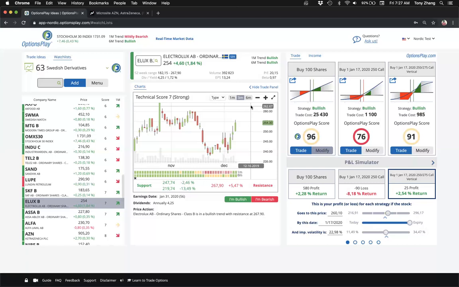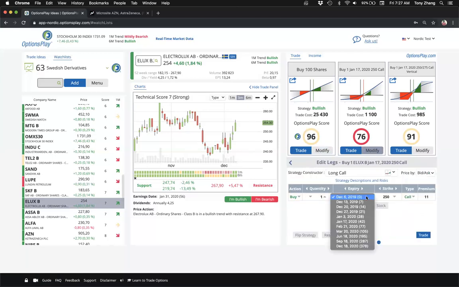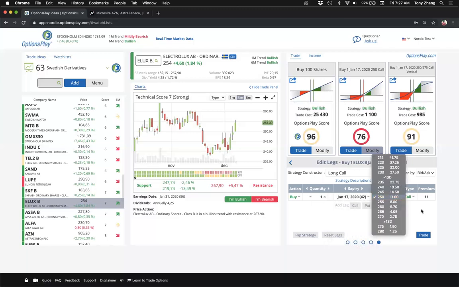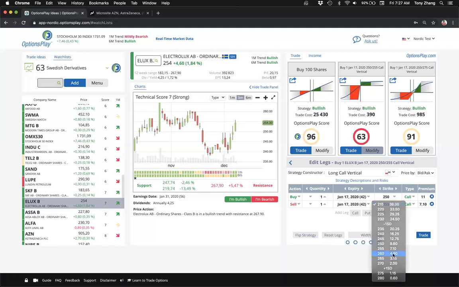Now, you're not limited to just these 3 strategies. Many times, for those of you that are a bit more advanced, you might want to trade other strategies. You can always modify them, and you can change the expiration dates, you can change the strike prices, you can add legs to it if you'd like. You can do lots of different things to construct whatever strategy you can possibly come up with and see how each strategy compares side by side.